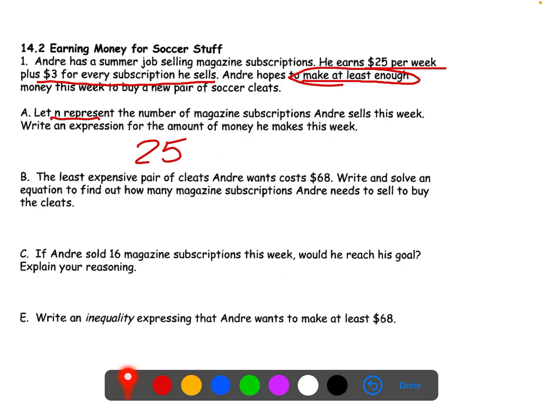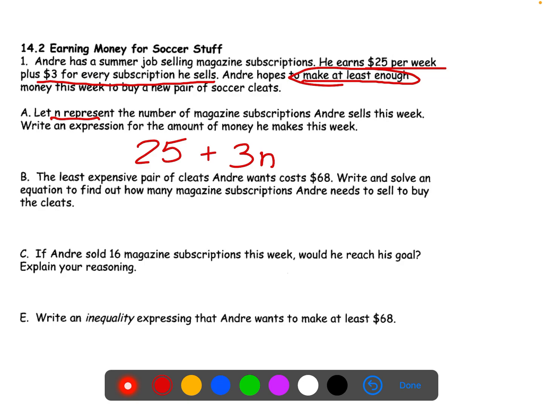Let's go to multiplication. We will add multiplication, meaning we're going to take $3 times the number of subscriptions that he sells, N. And then since we're talking about what he's earning, his paycheck, that's all going to be combined into his paycheck. So we're going to add those two quantities together. There would be our expression.